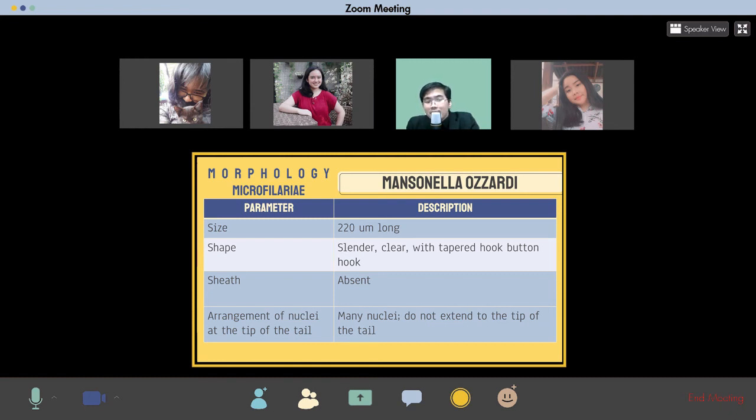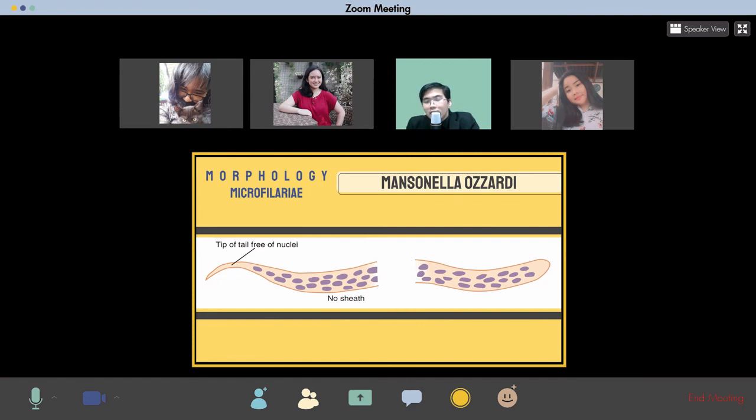As you can observe in this slide, the microfilaria, singular, is indeed unsheathed. It is relatively slender. More importantly, there is a heavy amount of nuclei found in the body, but the tip of the tail is free of nuclei. Again, the tip of the tail has no presence of nuclei.